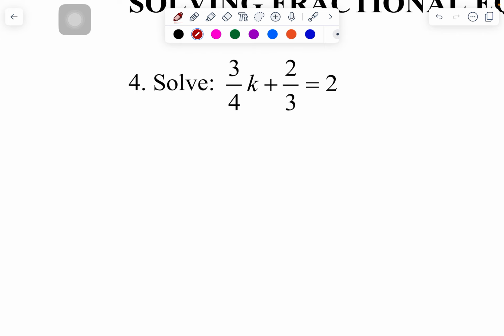Well, in problem number 4 here, I want us to find the least common multiple for 4 and 3. Now, if you know it off the top of your head, awesome. If you are unsure, off to the side here, you could list out multiples of 4. That just means you're counting by 4. So 4, 8, 12, 16, 20.